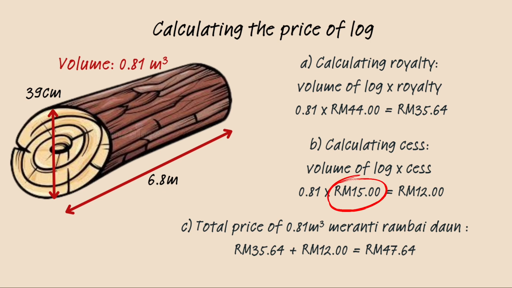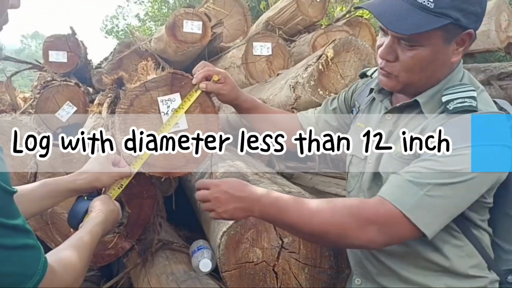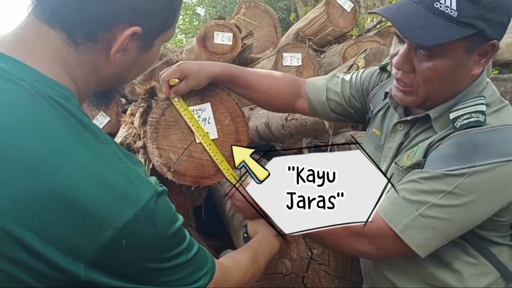As for cess, it is 15 ringgit for Meranti Rambai Daun, so we will use again 0.81 meter cube times 15 ringgit, then we will get the amount of 12 ringgit. By adding the royalty and cess together, the total price for 0.81 meter cube of Meranti Rambai Daun is 47 ringgit 64 cents.